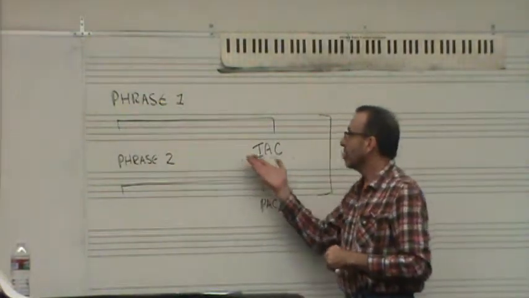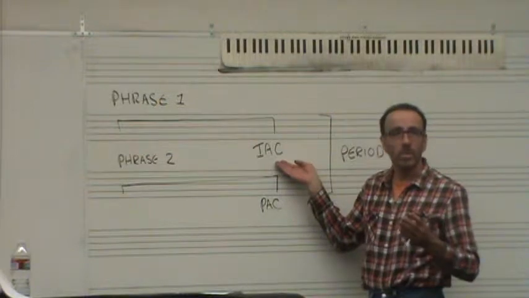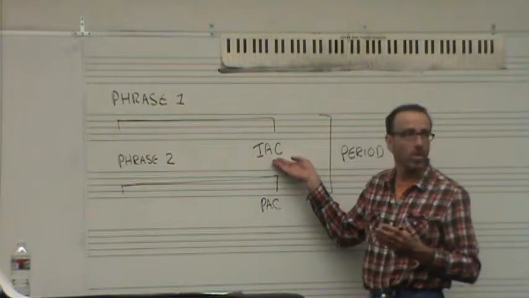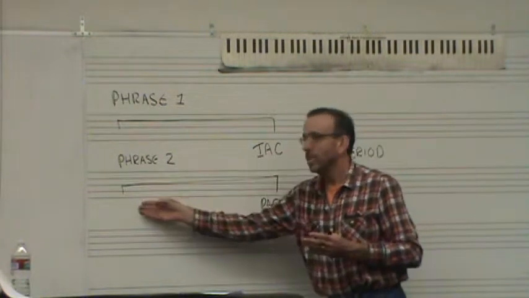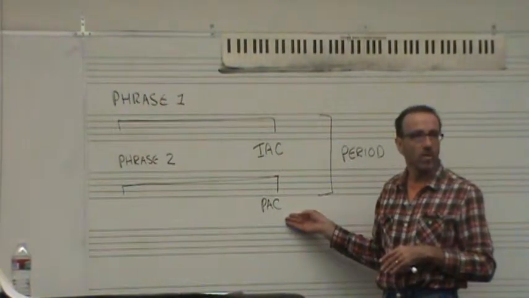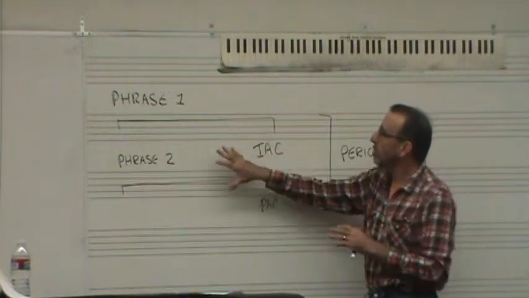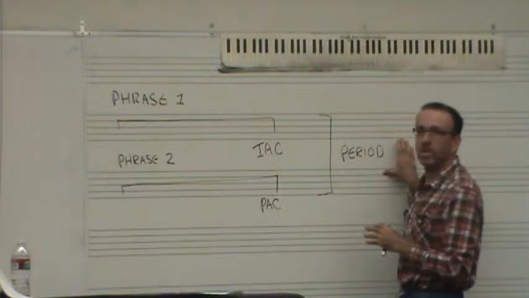I went to the market, but, so you know it's ended and I'm pausing, but you know that there's something else to come on because it's an imperfect authentic cadence. But they didn't have any more milk. Boom. Finished sentence, phrase, thought. Okay. And so the two of those together we call a period.